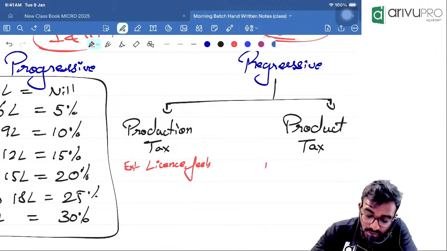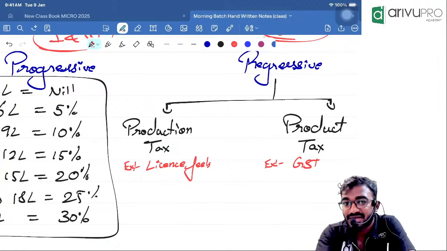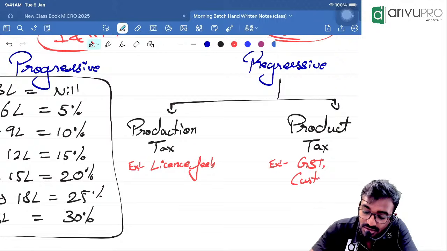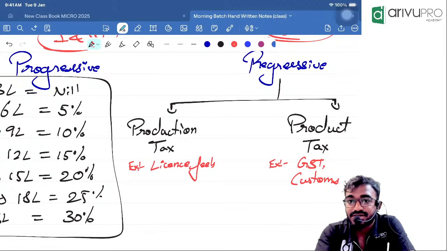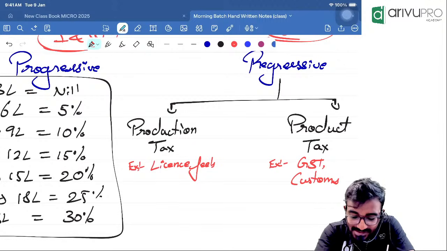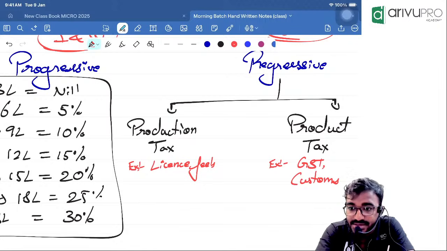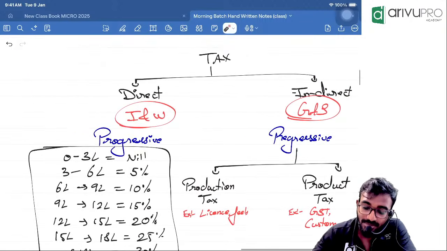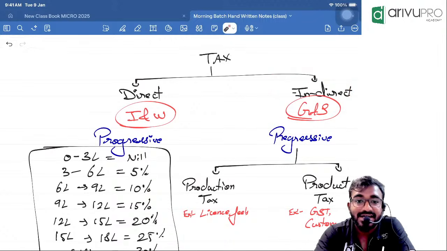And after producing the end good, if you are selling in the market, next comes GST. GST is the product tax, or when you are importing the commodity, customs duty. So this customs duty and GST will come under the product tax. Production tax covers license fees or any other fees payable to the government in order to do such business. So whatever tax rate I'm speaking about in the determinants of demand, I'm speaking about the indirect tax.